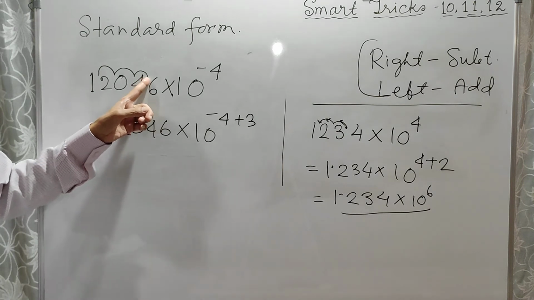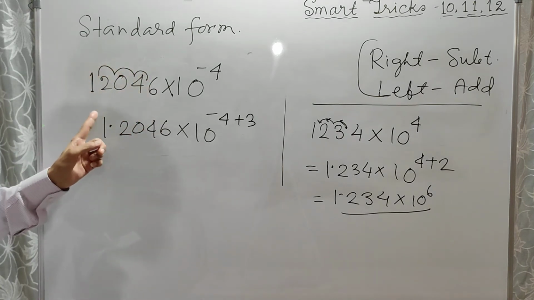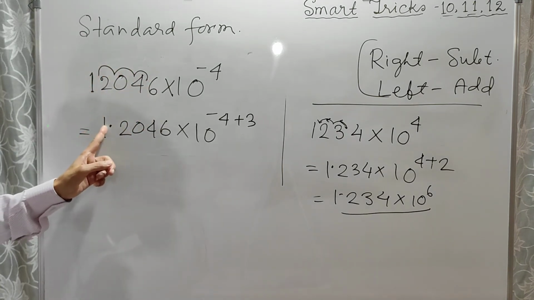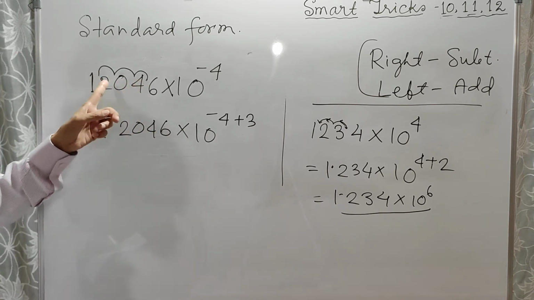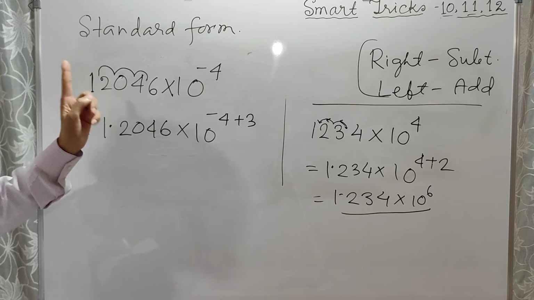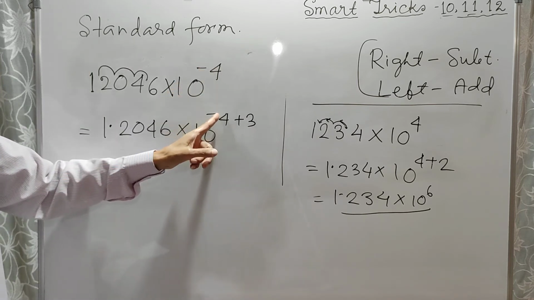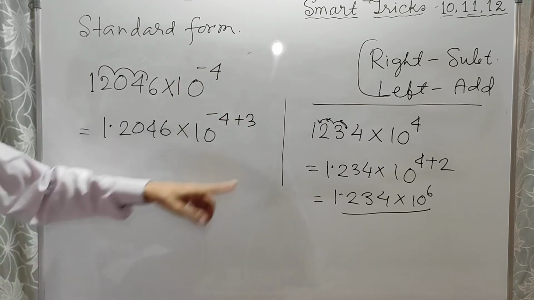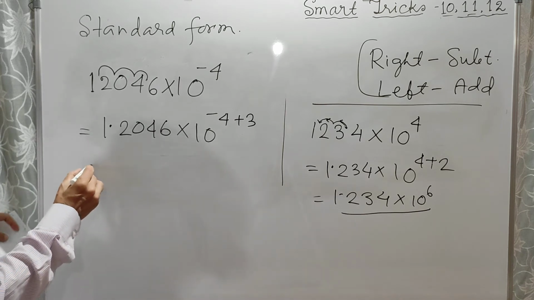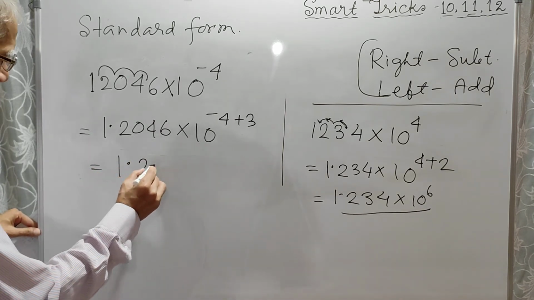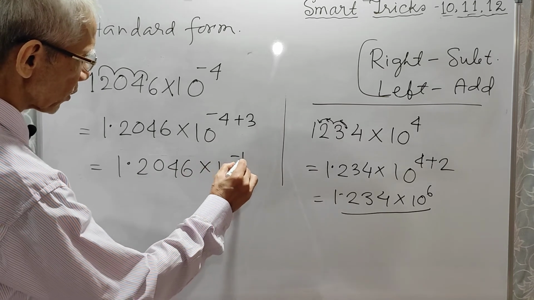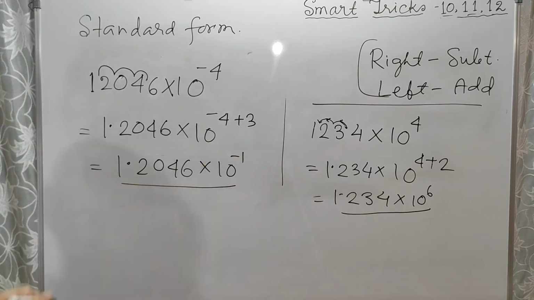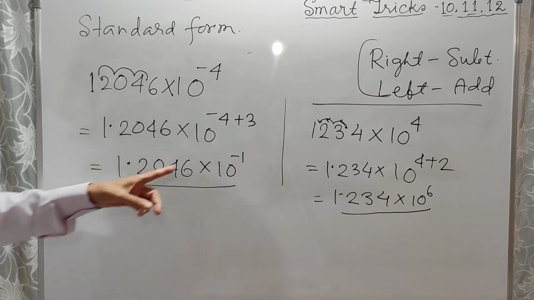So we have shifted the decimal 1, 2, 3, 3 digits to the left. So the decimal comes here, becomes 1.2046. Since we shifted the decimal 3 digits to the left, we must add 3 to the index. Index is minus 4. So add 3, minus 4 plus 3, because left add. So what does it become then? 1.2046 into 10 to the power minus 1. So this is the answer.